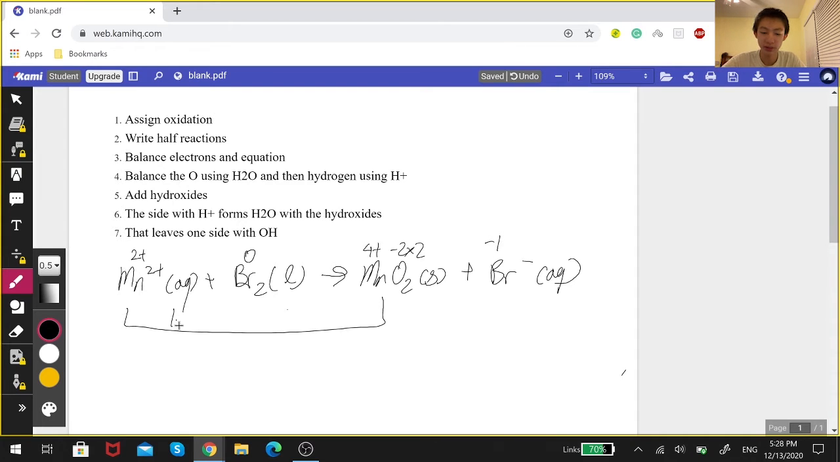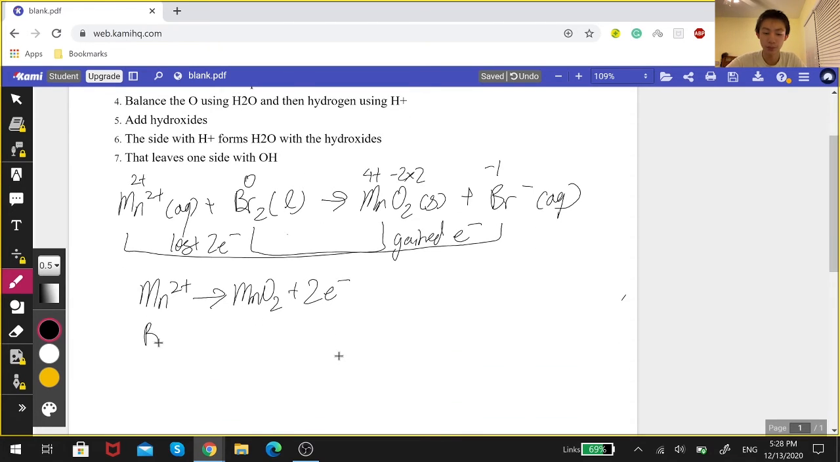Now let's see which gained electrons and which lost electrons. This lost 2 electrons to become more positive. This gained 1 electron to become more negative. Now we write our half reactions. We have Mn2+ lost 2 electrons, so we draw the arrow and then write MnO2 plus 2 electrons. And then the other one, Br2 plus 1 electron as a gain of electron to make our Br minuses.